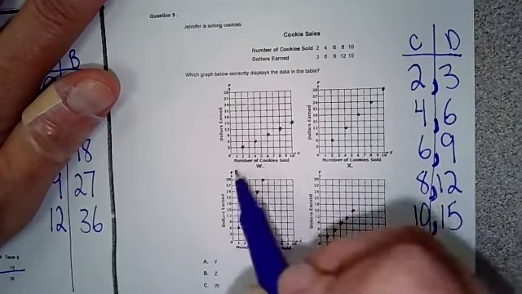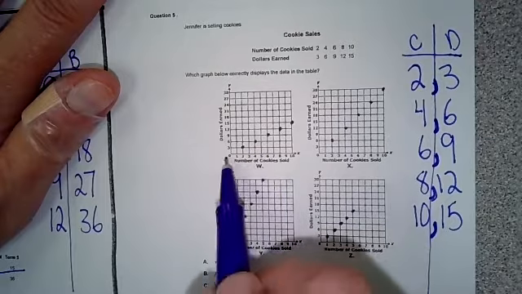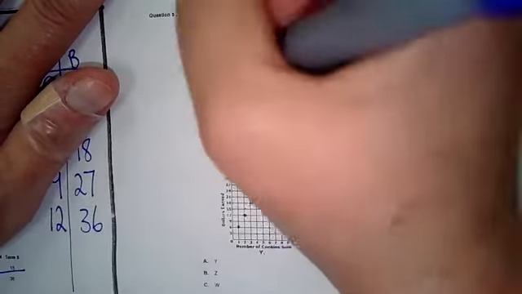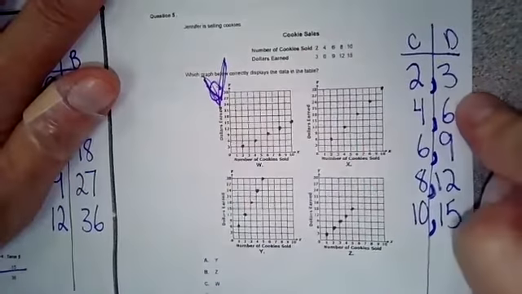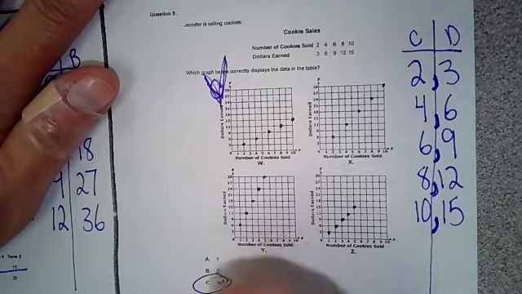Let's see if it's 4, 6. Run to 4, jump to 6. Well, that works. Run 6, jump up to 9. Yes, this is our graph right here. This is our one that corresponds to this. So that is graph W.